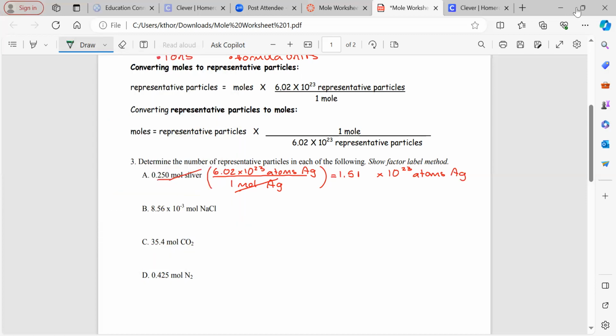Okay, let's continue. 8.56 times 10 to the negative third moles of sodium chloride. I want to put 1 mole of sodium chloride on the bottom because I want them to cancel out, and I'm going to put Avogadro's number on top.